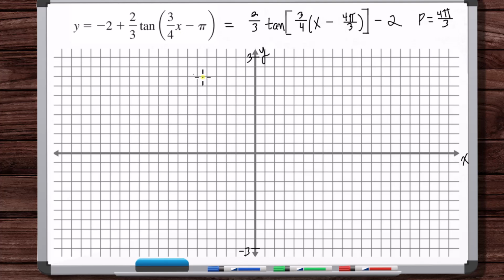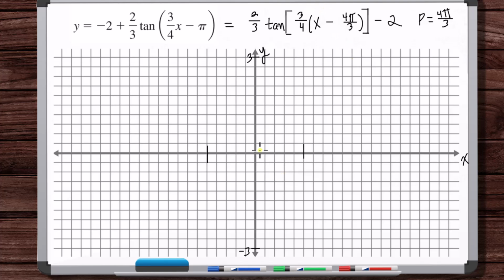Now, with tangent, when it's unshifted, it's equidistant. The period is divided around the origin. So it goes from minus pi over 2 to pi over 2. We've scaled this from pi to 4 pi over 3, so it would be 4 pi over 6 to the left and 4 pi over 6 to the right. What is that? 2 pi over 3 to the left, 2 pi over 3 to the right. That's what it would be if it wasn't shifted.